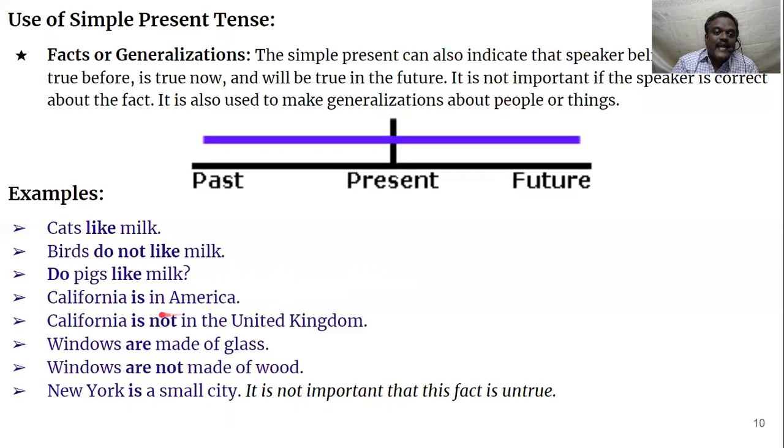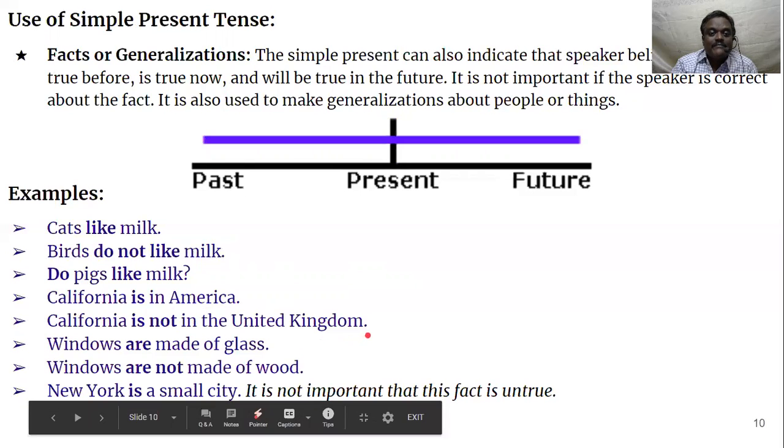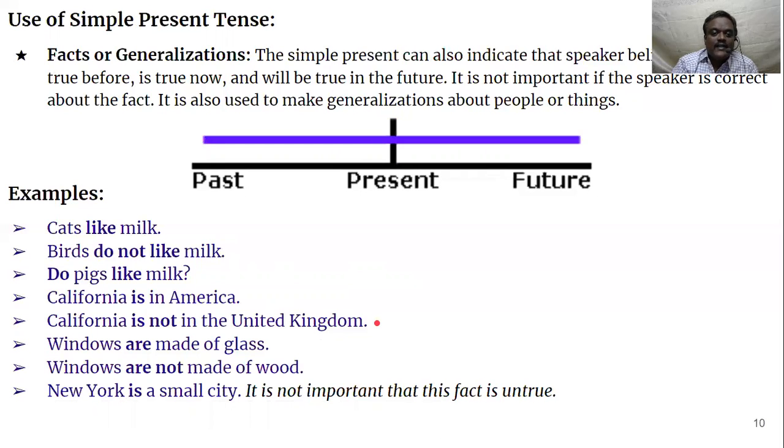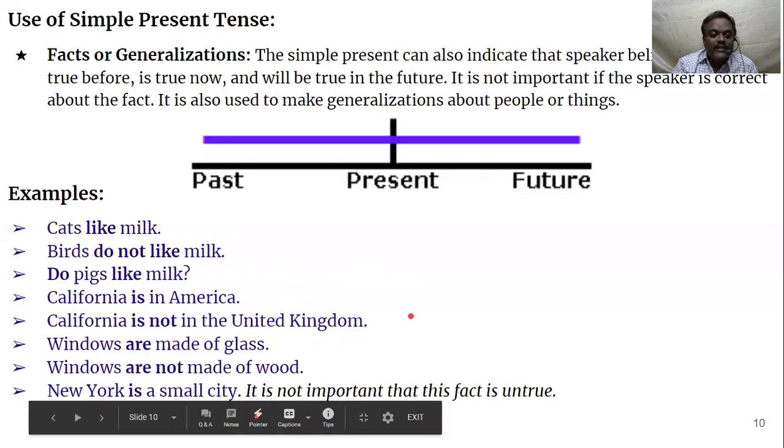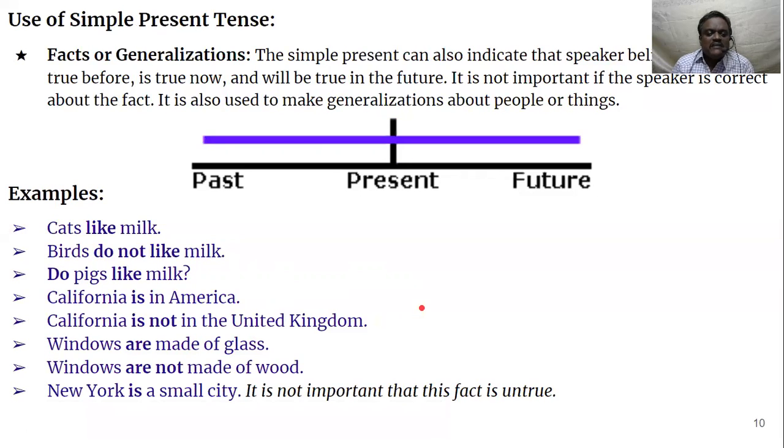So I say California is not in the United Kingdom. This is also true as far as the speaker is concerned. Here we are not fact checking. Windows are made of glass. Why? Windows are not only made of glass, but I believe that windows have to be made of glass, so windows are made of glass. Windows are not made of wood. New York is a small city. Is it so? But I believe it; it is not important that this fact is untrue.